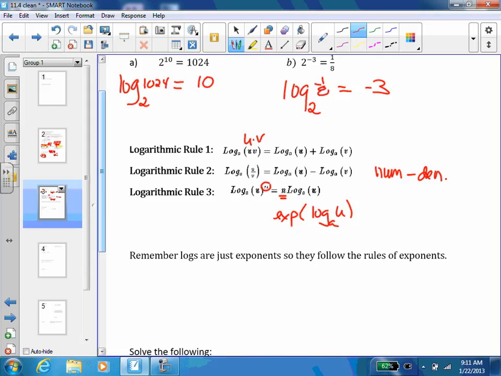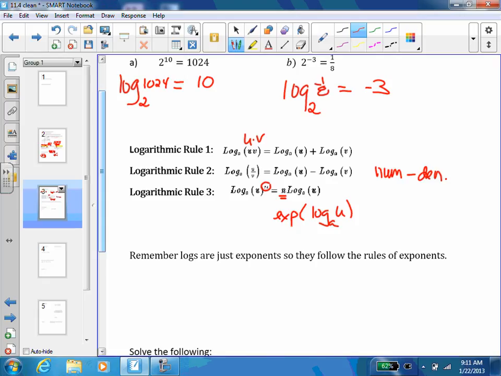Remember these from last year? Or from Algebra 2? Log base a of u to the n. So we've got an exponent going on in this problem. We're going to take that exponent out in front and multiply it by the log.